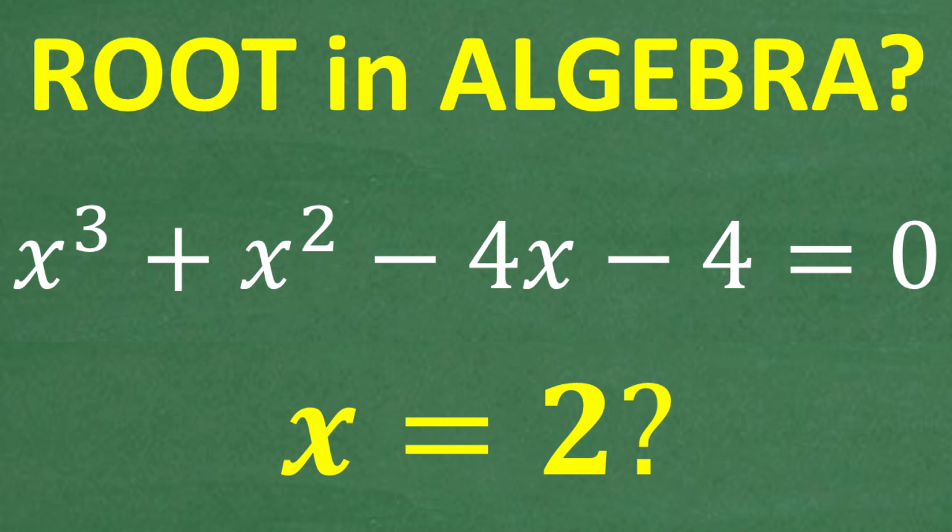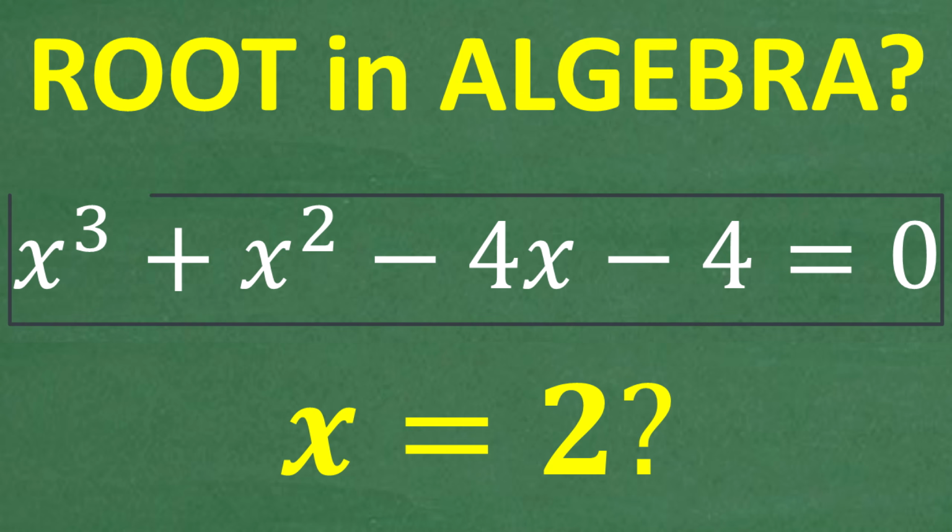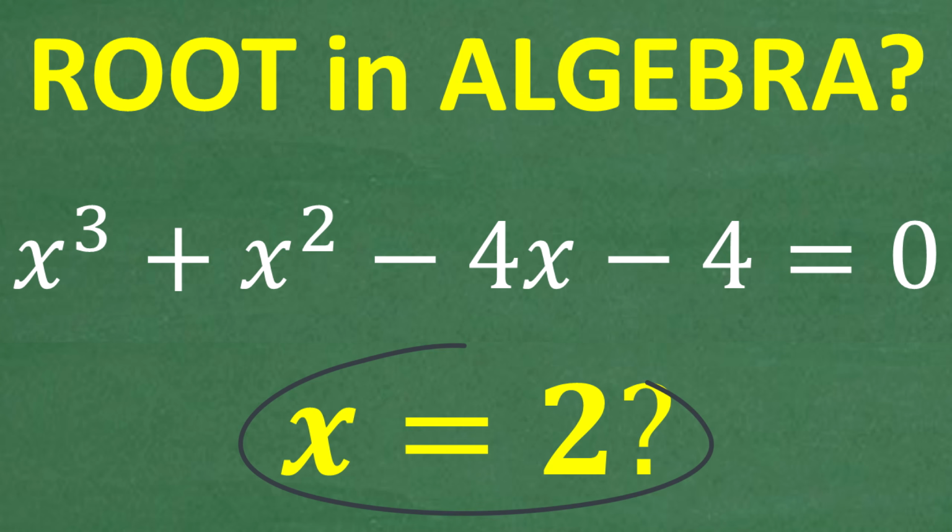And in this video, we're going to answer the question: is x equal to 2 a root to this polynomial equation right here? So we have x cubed plus x squared minus 4x minus 4 is equal to 0. And again, we're trying to determine whether x equal to 2 is in fact a root to this equation. Now, what does it mean for a number to be a root?